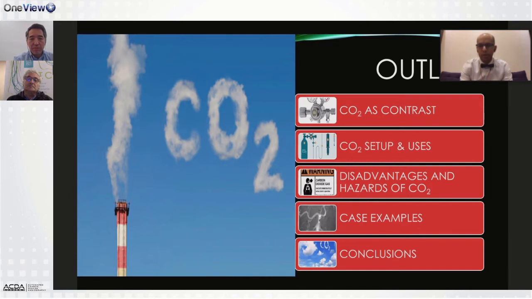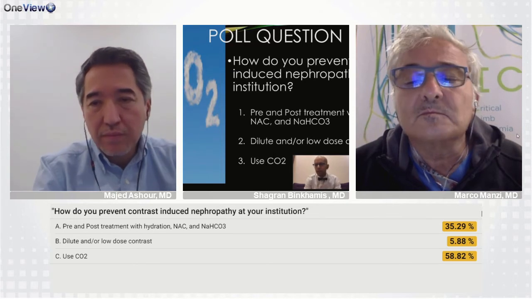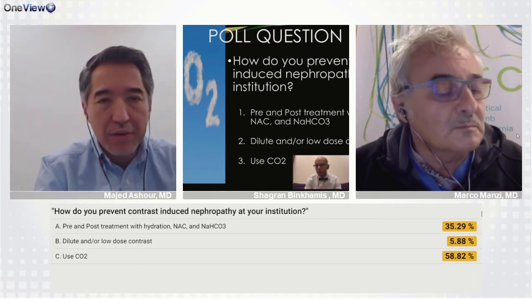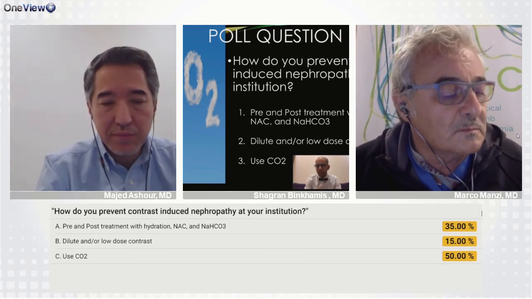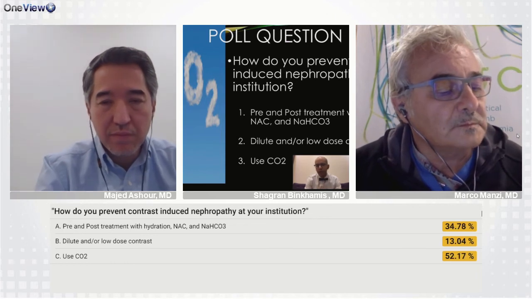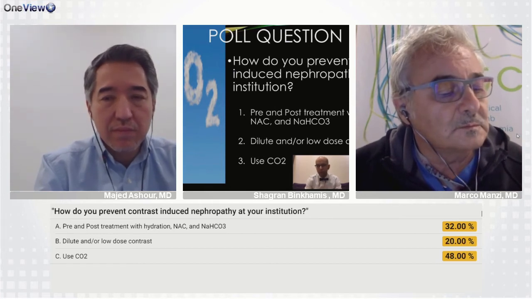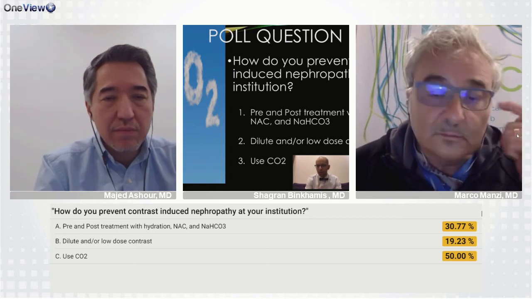So let's start off with a poll question. How do you prevent contrast-induced nephropathy at your institution? Is it mainly by using pre and post-procedure hydration, N-acetylcysteine or sodium bicarb? Are you using mainly dilute or very low dose contrast, or are you almost always using CO2? I think we have very good live answers so far. It's leaning more towards the use of CO2, approximately 60%, and 35% towards hydration, and then maybe 10 to 15% toward low dose contrast. This is very promising, and I really enjoyed this answer, since most people are switching to more use of CO2 rather than giving contrast, although most of the time we'll be using a mixture of all these together.